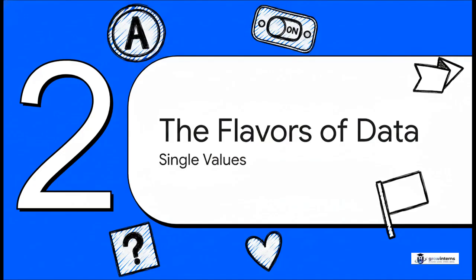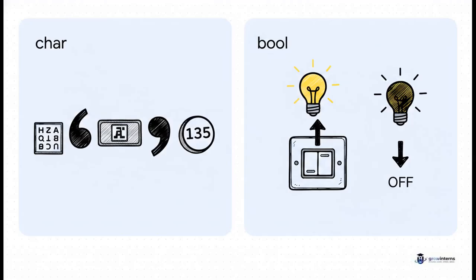What else is there? Well, sometimes you don't need a whole number. You just need a single thing, like one character, or maybe just a simple yes or no answer. And for those cases, we've got a couple of perfect tools. First up is the char, which is short for character. It holds exactly one single character, a letter, a number, a symbol, whatever. But here's the catch, and this is super important. You must use single quotes, like 'A'.